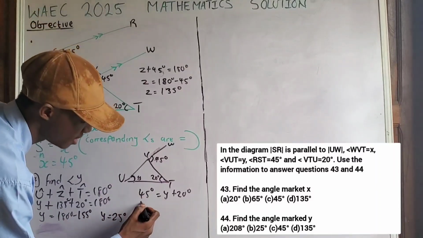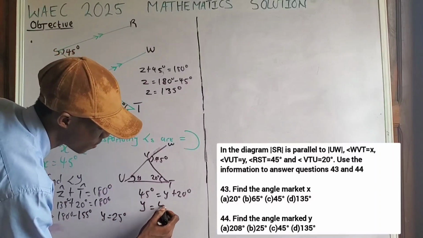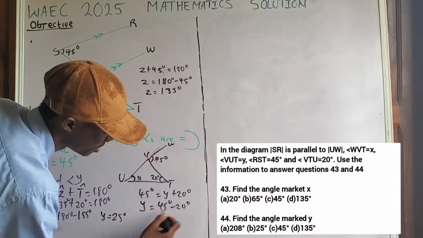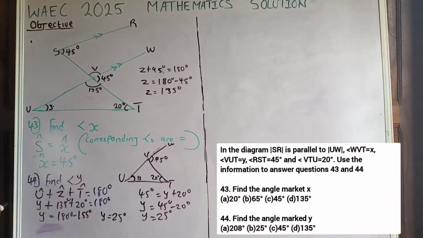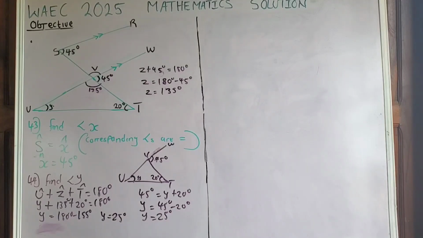So if I want to solve for Y, I get Y equals 45 degrees minus 20 degrees. That is Y equals what? 25 degrees. Okay, you can see that we arrive at the same answer. So the correct option to that question is option B. Option B is correct. Okay, so that is the solution to that question.